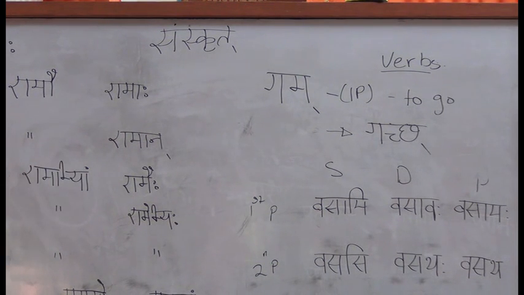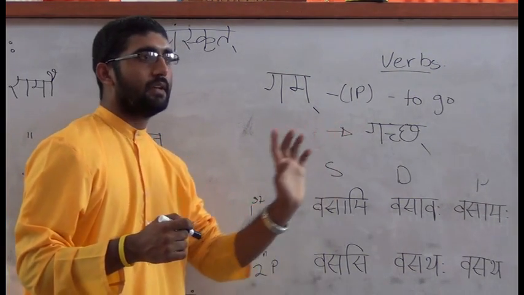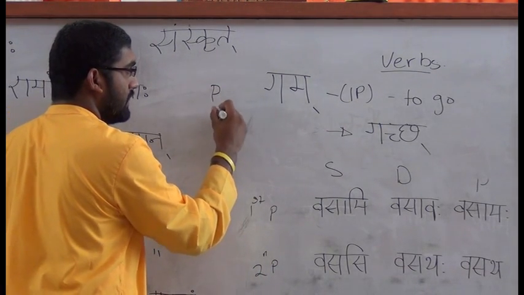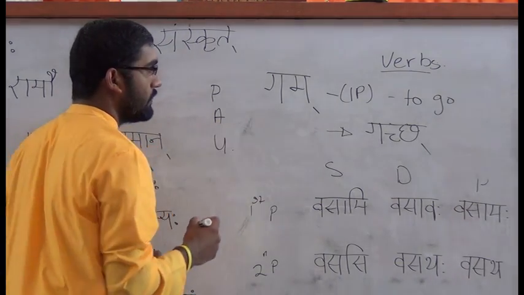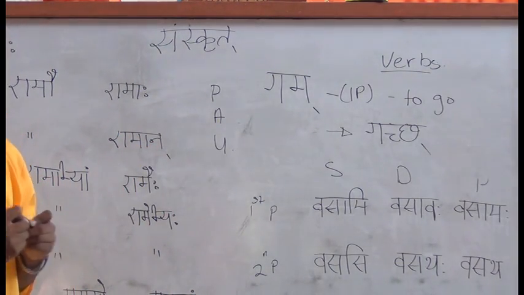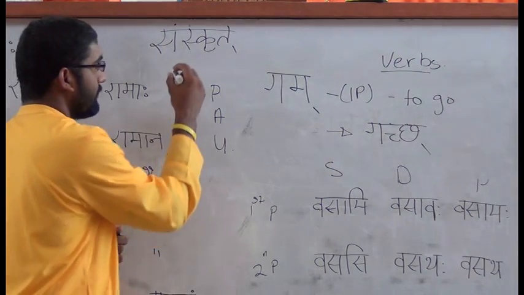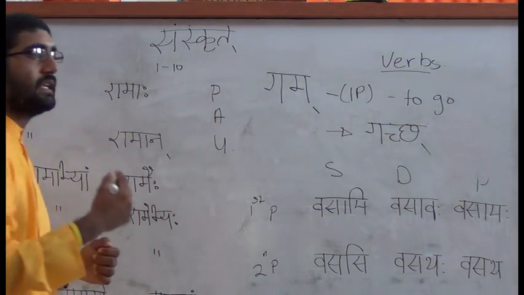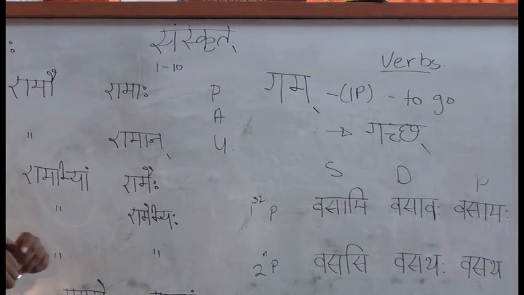So, conjugate gam for me. What is 1P? So the question was asked, what is 1P? Just for revision's sake, in your Sanskrit workbooks you see P, A, U for verbs. There are 10 different conjugations, so there's 1 to 10.